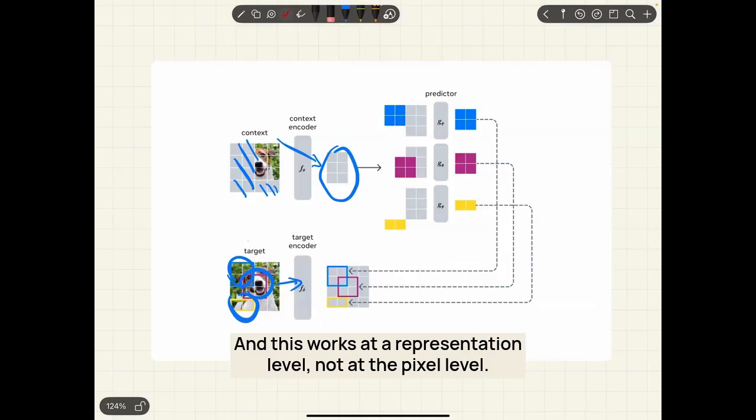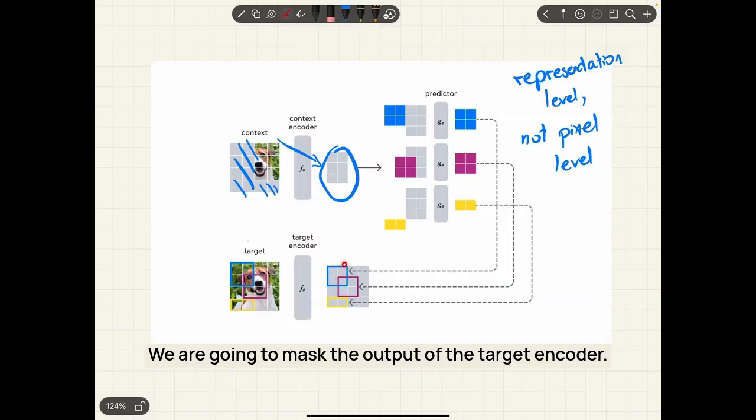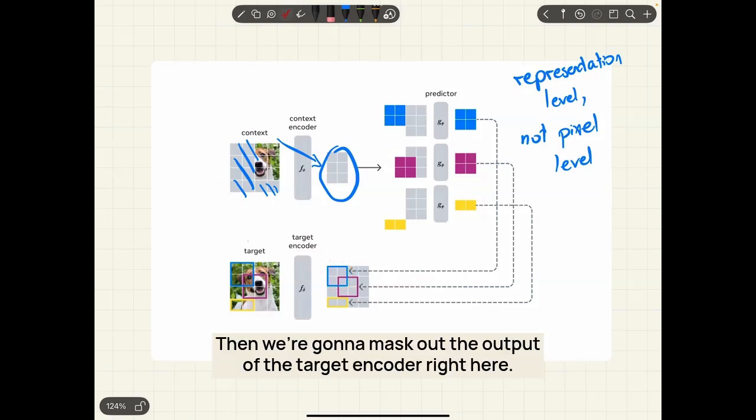This works at a representation level, not at the pixel level. Just to be clear, we're not going to mask out the input pixels themselves. We're going to mask the output of the target encoder. So we first encode the whole image unmodified, and then we mask out the parts of the output of the target encoder right here.